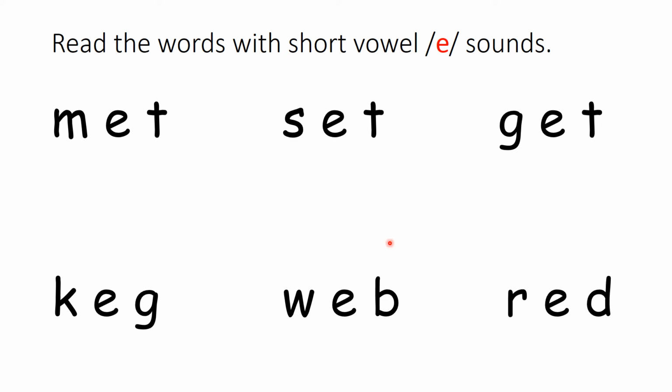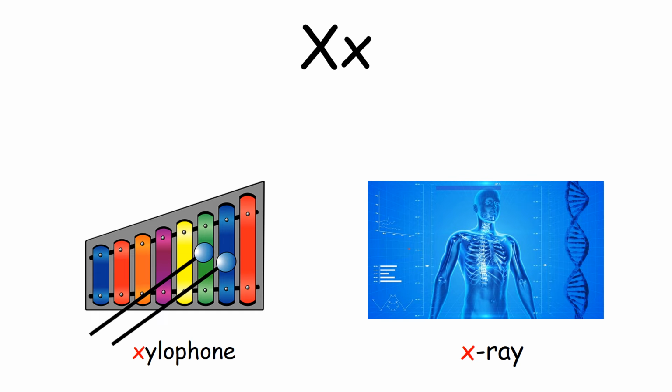That's wonderful. Letter to learn today is letter X. Letter X, the sound is X. X. Repeat. X. So letter X sounds as X. Let's read. X. Xylophone. X.